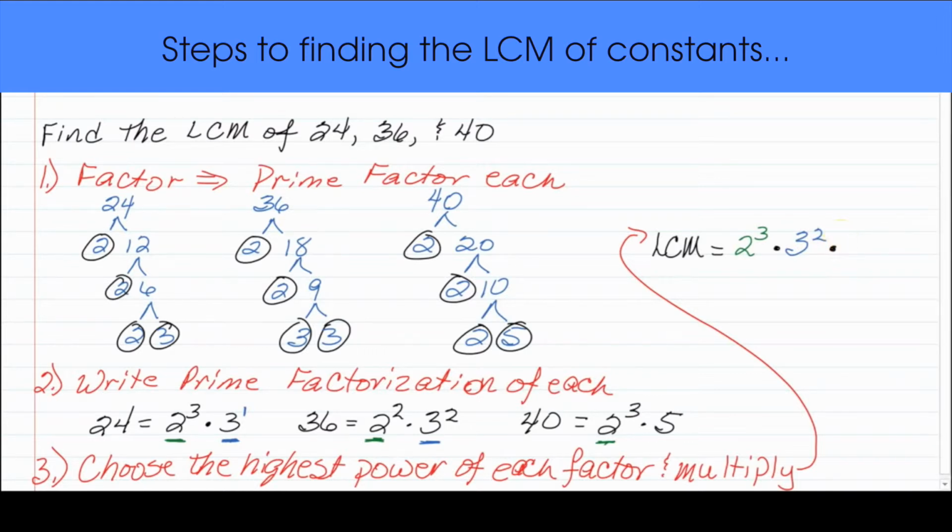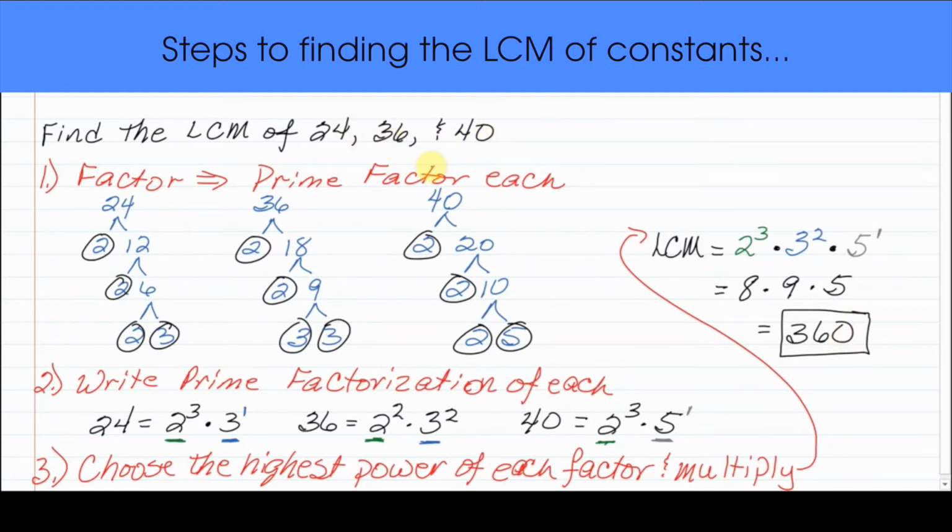Lastly, we have a 5 that shows up, and we just have 1. It has no exponent, so it's assumed to be 5 to the first, so that gets pulled into our product. So our LCM is going to be 2 cubed times 3 squared times 5 to the first. And always with constants, we want to get a number. We want to write that out. So that's simplified. 2 cubed is 8, 3 squared is 9, times 5 gives us 360. So 360 is the LCM of 24, 36, and 40.